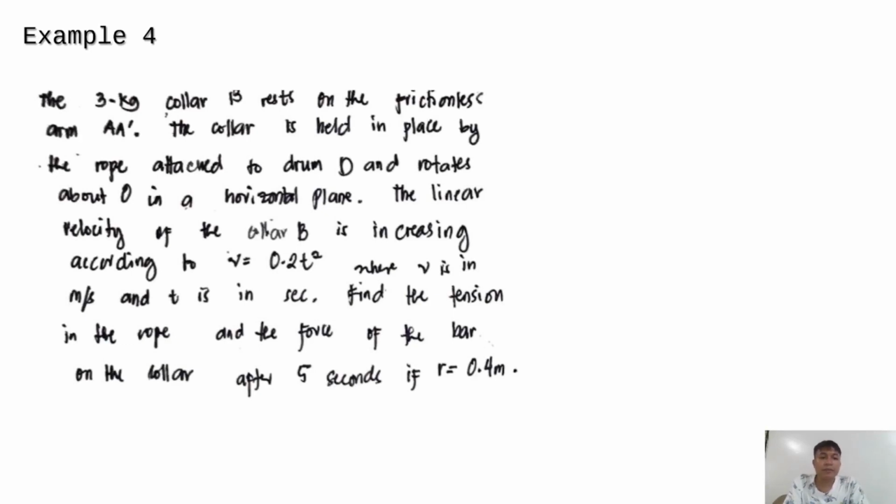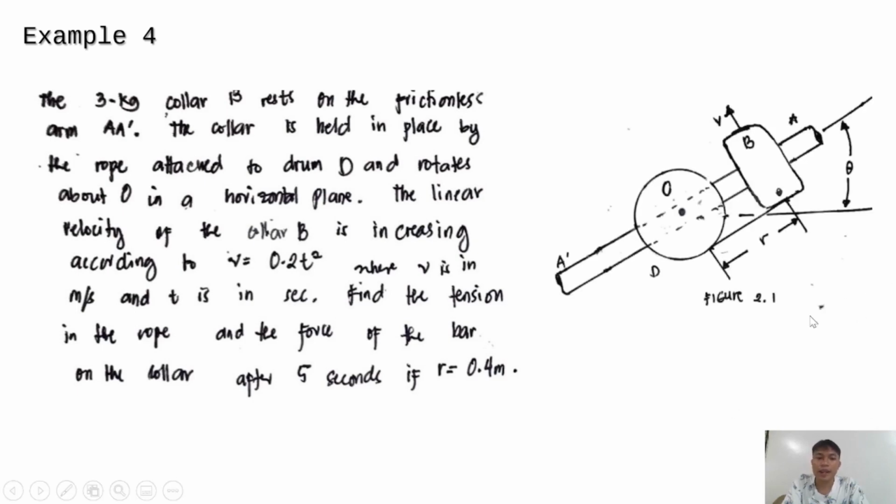The 3 kg collar B rests on the frictionless arm AE, from here to here. The collar is held in place by the rope attached to the drum D. This is our drum, and it rotates about O in a horizontal plane. The linear velocity of the collar B is increasing according to V equal to 0.2 t squared, where V is in meters per second and time is in seconds.